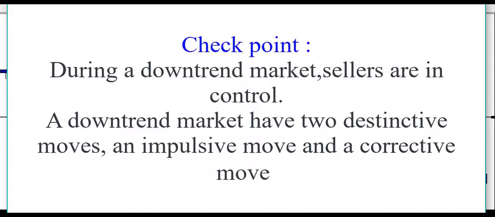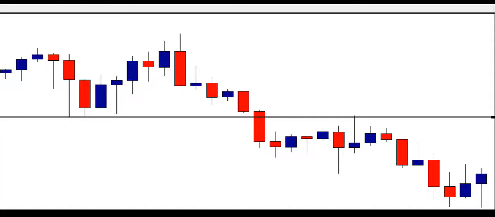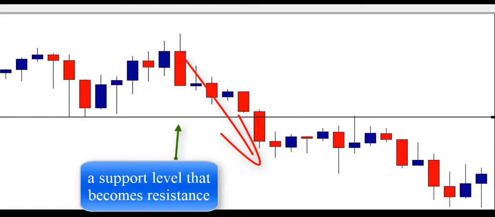A downtrend market can also have two distinctive moves, an impulsive move and a corrective move. Let me show you an example. As you can see here, this is an impulsive move. Look left. This is a support level that becomes resistance, and this level is a reference point for sellers. When the market approaches this level, after this corrective move, sellers will make another impulsive move.